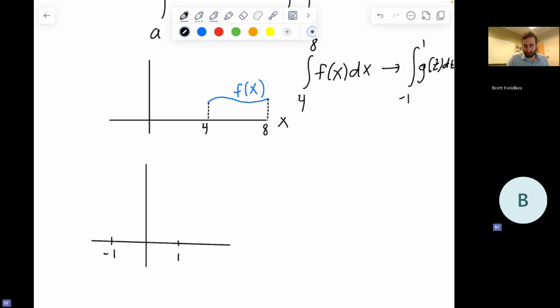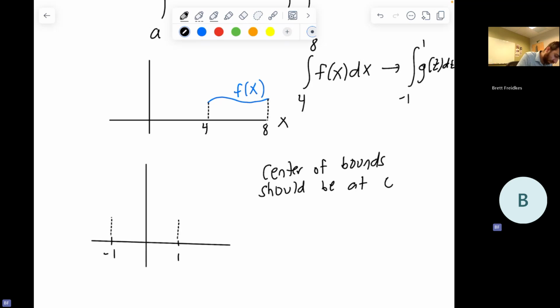So what are the differences between these two situations? Well, first off, we can see that the center of our bounds should be at 0. Center of the bound should be at 0. Right? We see that. In between -1 and 1, the center is there. Currently, the center is over here. For this picture, the center happens to be 6.